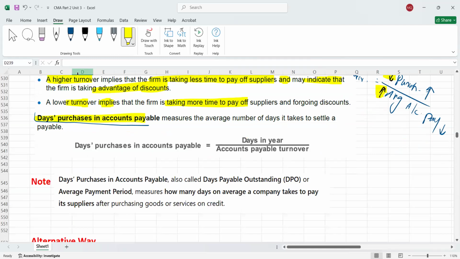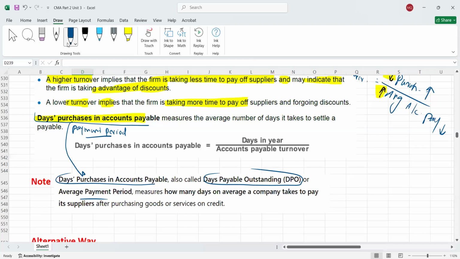Okay, days purchases in accounts payable, which is also called payment period. This ratio tells how many days are payable days. Any word we can use. Look at the alternative names: days purchases in accounts payable, one name. It's also called days payable outstanding, another name. It's also called payment period, third name. It's also called average payment period.